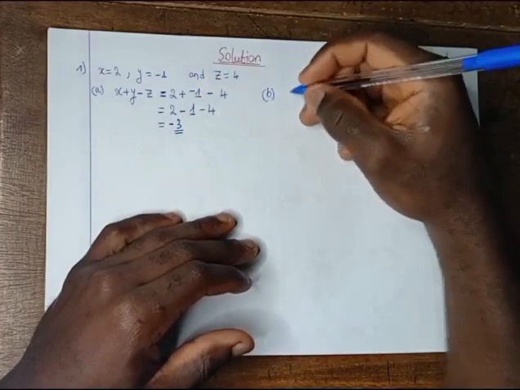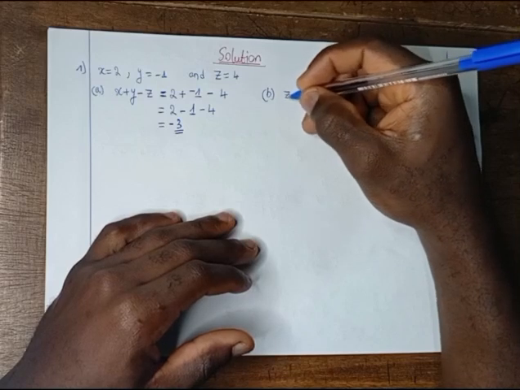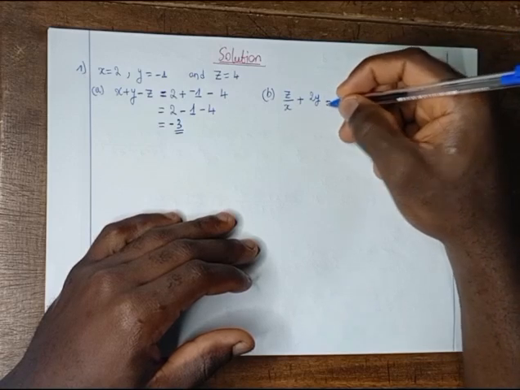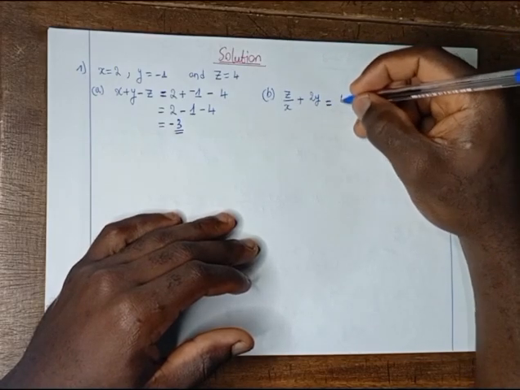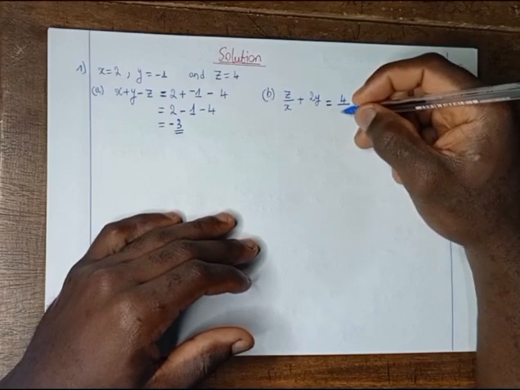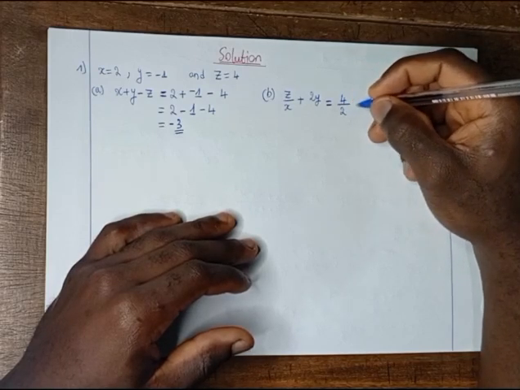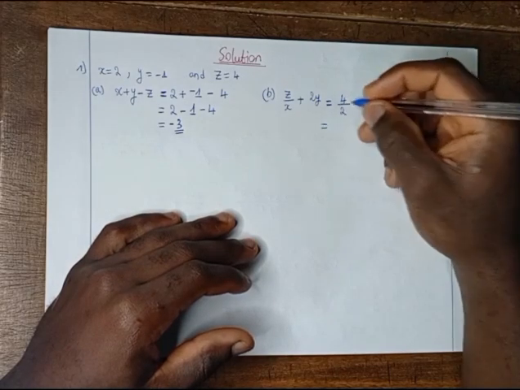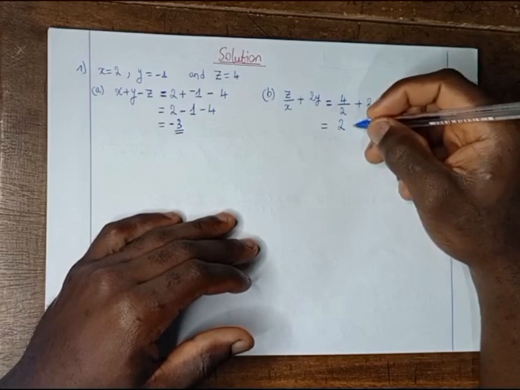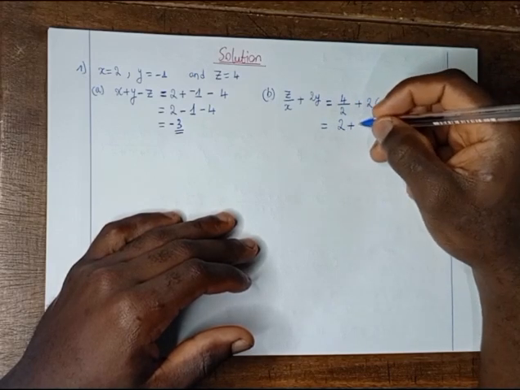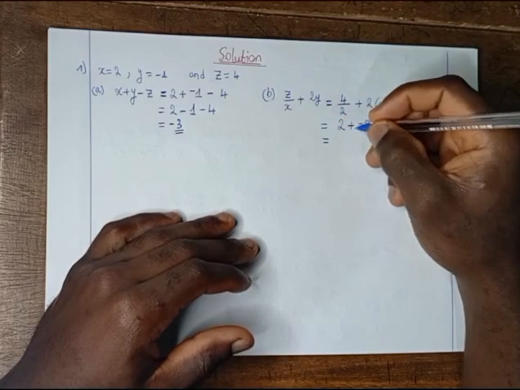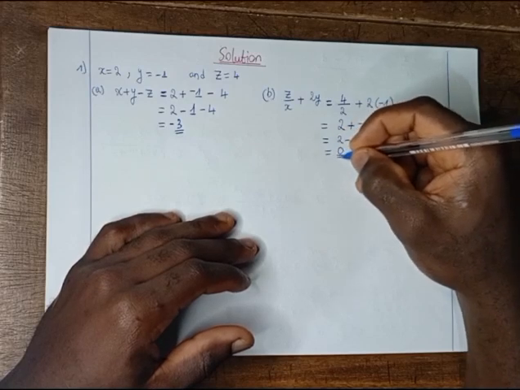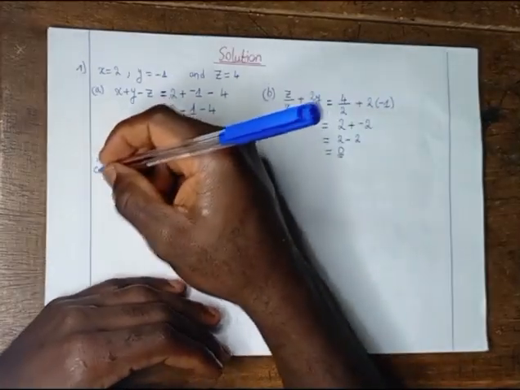Next, we go to B. For B, we have z divided by x plus 2y. This will simply be equal to, we replace z with the value 4, divided by x, which is 2, plus 2y. We replace y with -1. This will give us 4 divided by 2 is equal to 2, plus 2 times -1 gives us -2. This will be equal to 2 minus 2, which is 0. That's the answer.